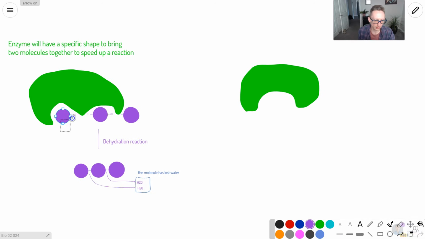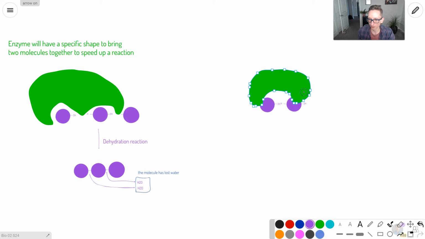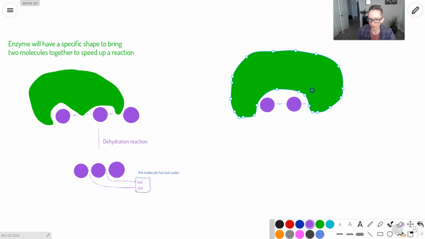Let's see, we've got this guy. Bring him over. And we've got this guy, and we'll bring him over. Just do these two. That way it's a little simpler. Okay, so these fit in nicely here. I'll make this guy a little bigger. So they fit in there perfectly. Okay. Nice and close. All right.